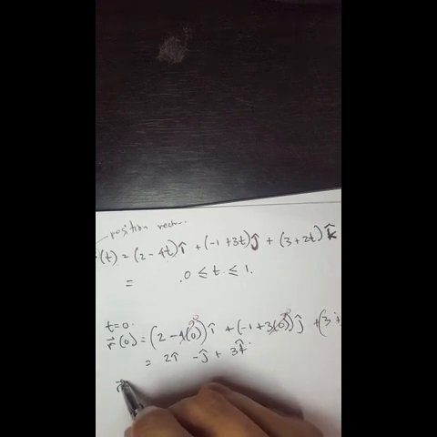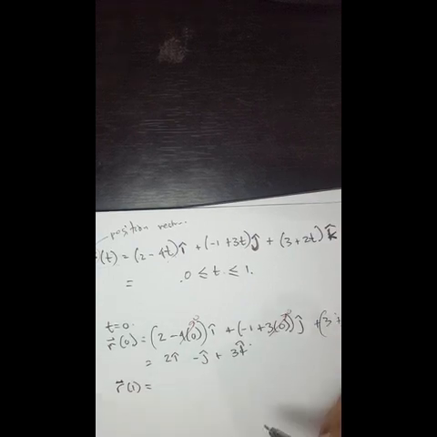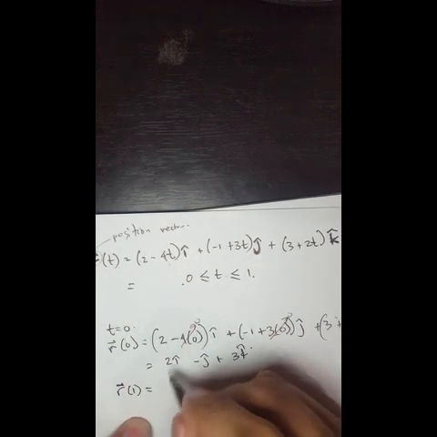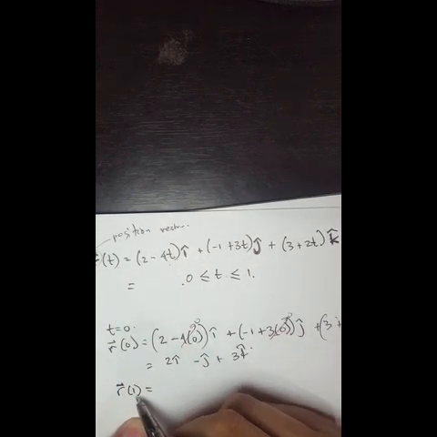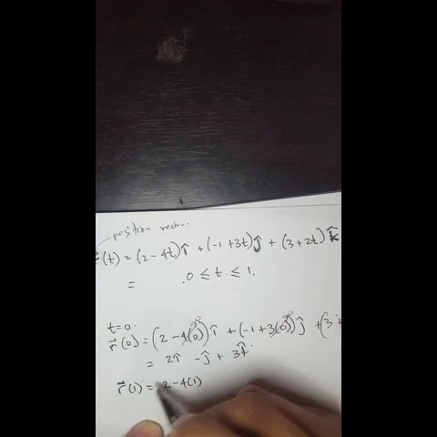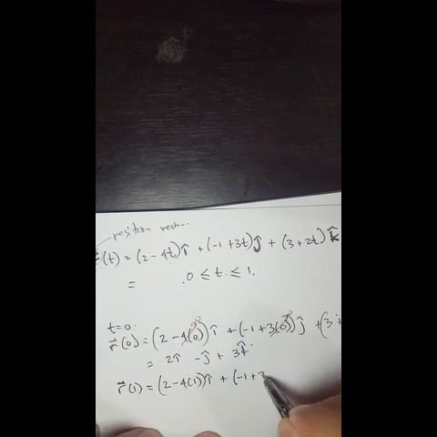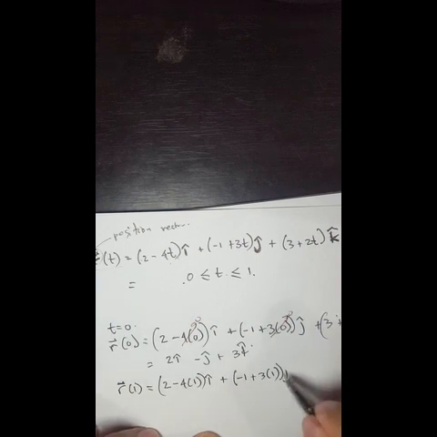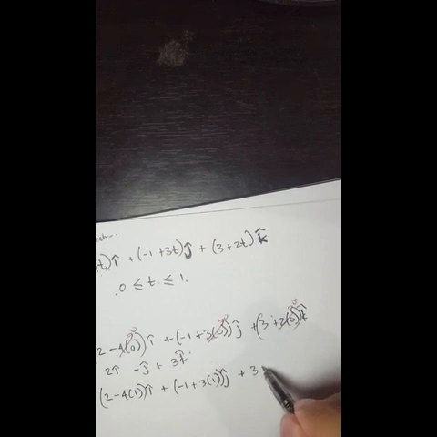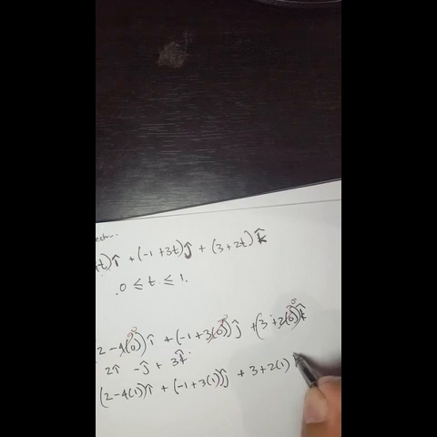Then let's try at time equal to 1, what would be the position of the vector. That's why this is a position vector. Let's substitute all the t's by 1: 2 minus 4 times 1 along the i direction, plus negative 1 plus 3 times 1 along the j direction, plus 3 plus 2 times 1 along the k direction.